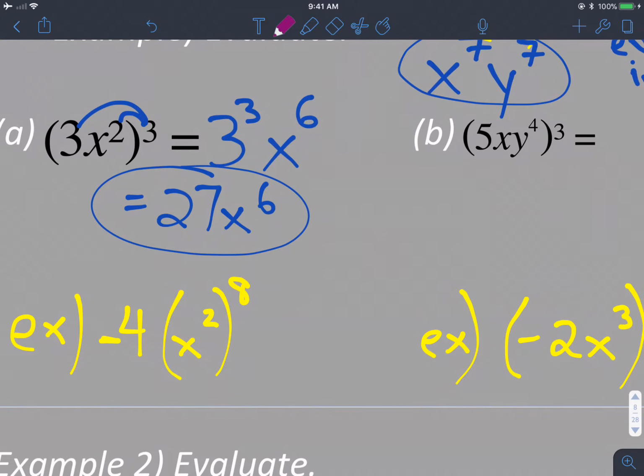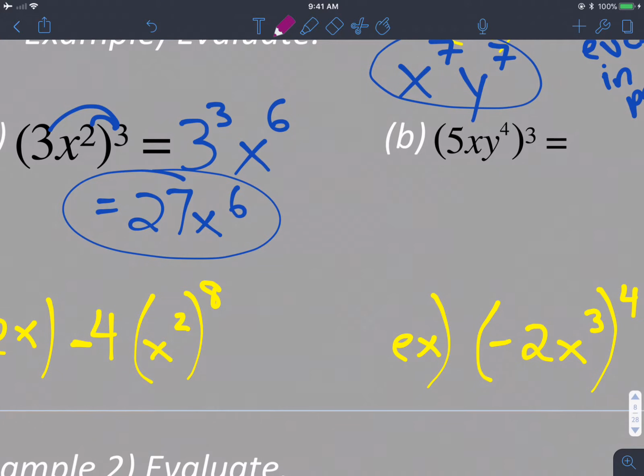All right, it gets hard, yeah, but just take it one step at a time. So in the B one there, it'll be 5 to the 3rd, x to the 3rd, and then y to the 4th to the 3rd power. What would that be? Can you tell me? What's 4 times 3? 12. So it's going to be y to the 12th.